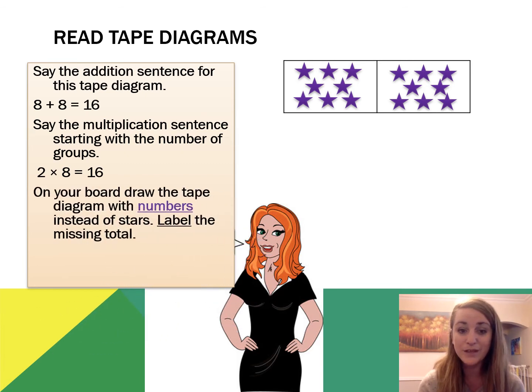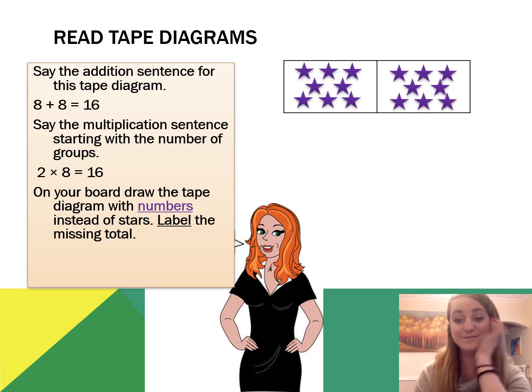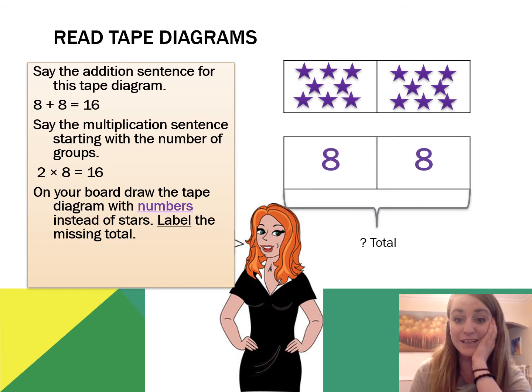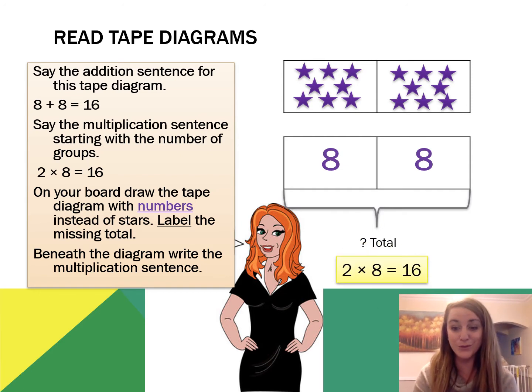On your board, draw the tape diagrams with numbers instead of stars. Then label the missing total. Here we see 2 groups of 8 with the unknown as the total. Beneath the diagram, write the multiplication sentence. 2 times 8 equals 16.